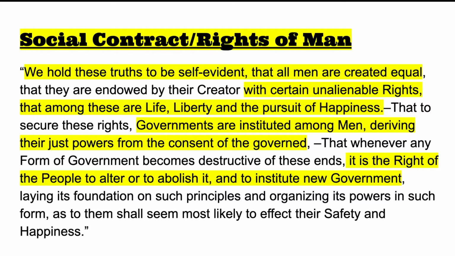So let's end this video by looking at the most crucial part to know. It's important to know that the Declaration did not make this law, but they were ideals to aspire to. We hold these truths to be self-evident that all men are created equal, that they are endowed by their Creator with certain unalienable rights, that among these are life, liberty, and the pursuit of happiness.